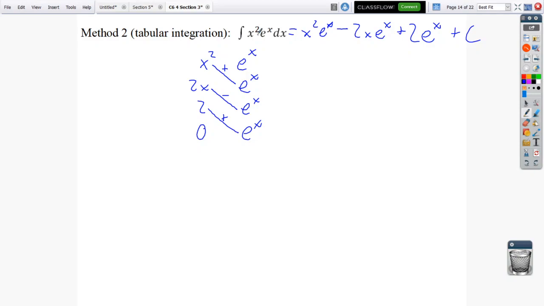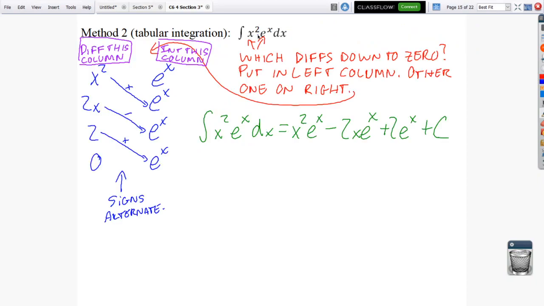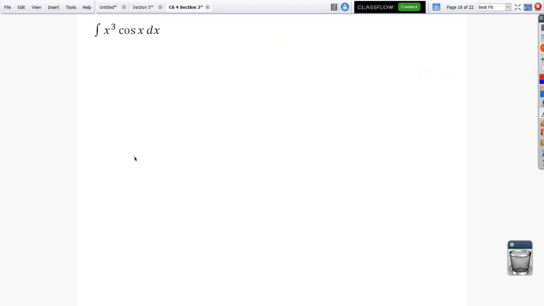Using tabular integration is more of an algorithmic method for completing the integration by parts. If you take calculus in college, your professor will probably look down on you for using tabular integration. They might not even teach it, but it is an okay way when you have more than one step. And again, it only works when your u choice is a polynomial. There you can see I call it out as differentiate this column, integrate this column, and make sure you alternate your signs on those diagonal lines.